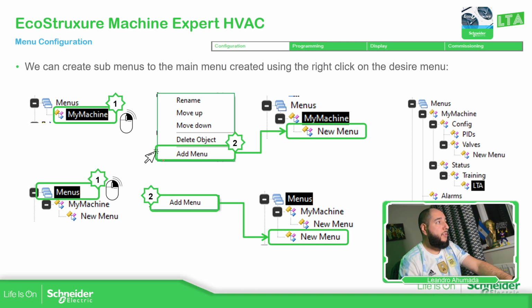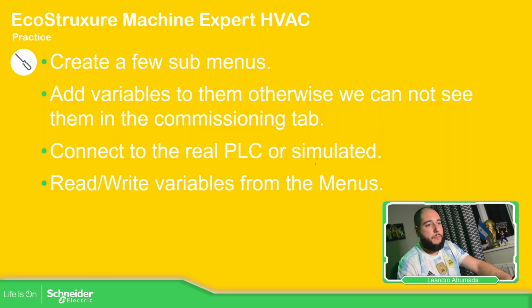So we can add a few folders, add menu, add folders, and so on. Create a few folders, otherwise we can add variables to them, otherwise we cannot see it in the commissioning. This is important. If you create submenus and you don't add variables, then you cannot see it on the commissioning, because why are you going to do it? Going to a real PC or simulated and write variable from the menus.